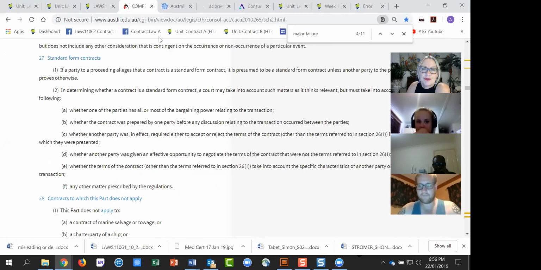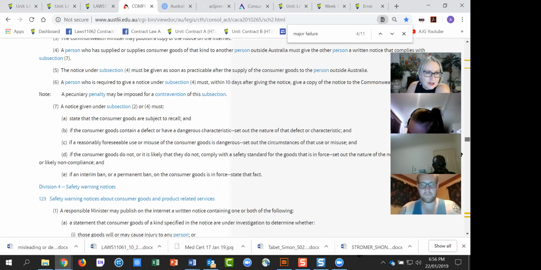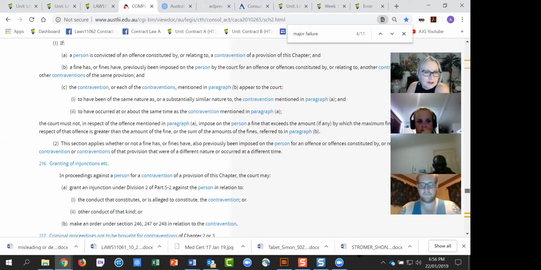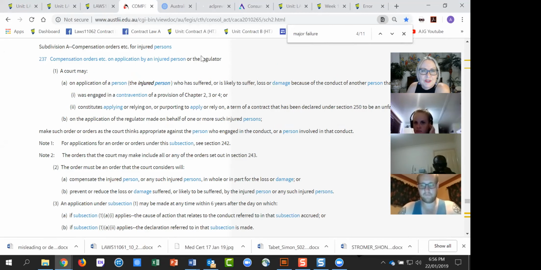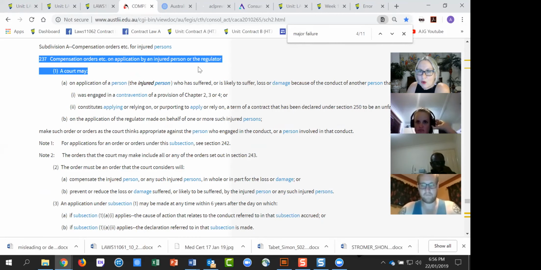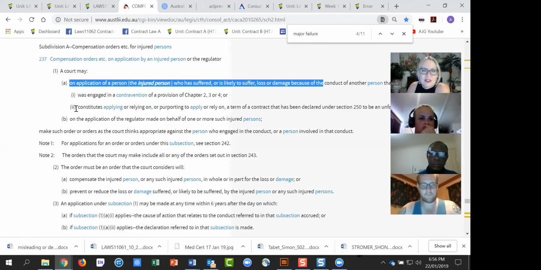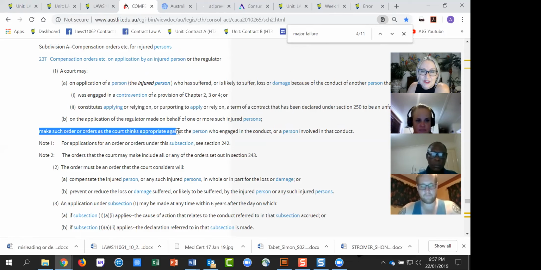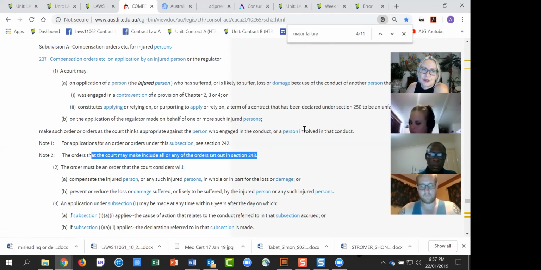Has anyone had a little look at 237 and 243? Because they're funky and I want to take you to them. In fact, it's kind of weird because there's a contract A, contract B crossover tonight because I'm doing ACL with them as well. So 237, sorry, I hope you're not getting car sick from me scrolling through all this stuff. Okay, so here's your compensation orders. Notice that it's the person that can apply or the ACCC. All right. So on the application of this person who suffered loss because somebody is applying or relying on or purporting to rely on a term that has been declared an unfair term, then the court can make such orders as they think appropriate. And for the orders that the court may make, look at section 243, right?